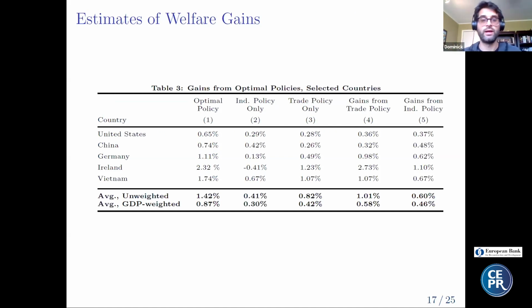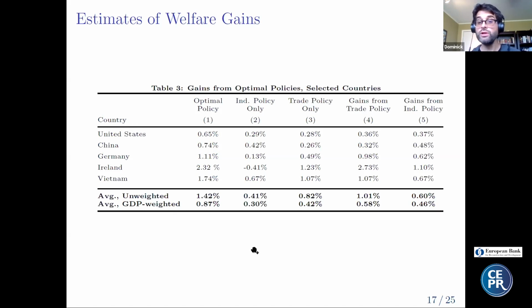So here are the gains, and let me go through this table. This is the main table in detail. Here in column 1, we have the gains from implementing both optimal trade and industrial policy. We have some representative countries, and then down here are the averages, both weighted and GDP weighted. We see that the gains range from about 2.5% down to about 0.5%, with an average of around 1%, depending on how you count.